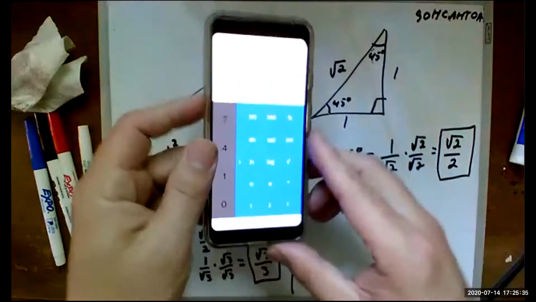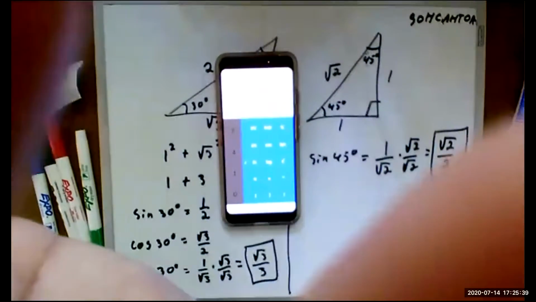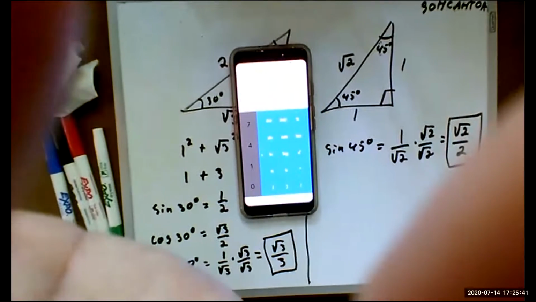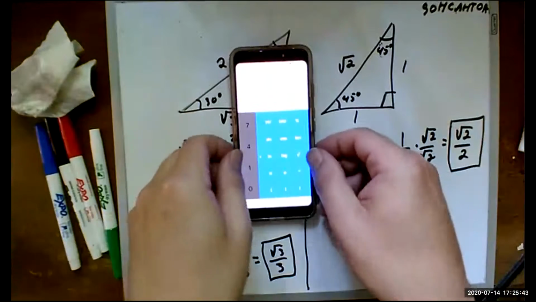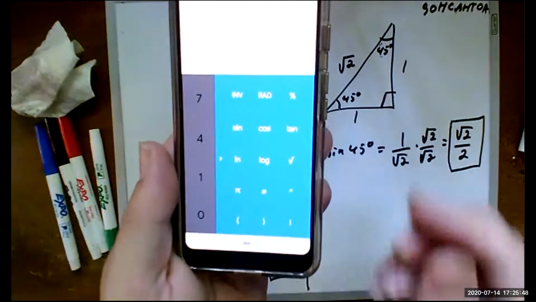Let's see if I can get that in focus. No, that doesn't want to focus. Let me see if I can bring it a little bit closer. Okay, so this is not ideal.